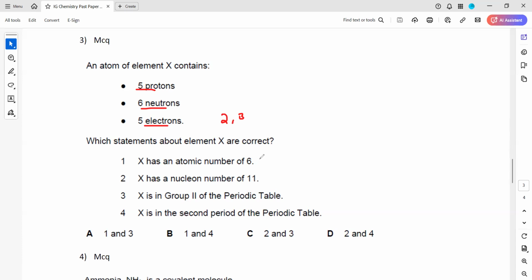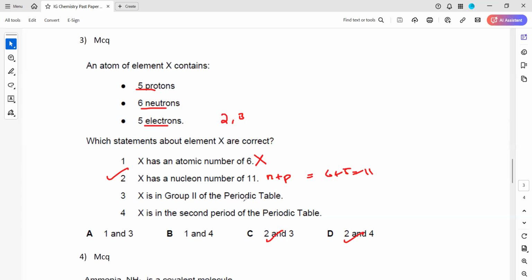X has atomic number 6. Is it correct? Atomic number is the number of protons. It's not correct. X has a nucleon number 11. Nucleon number is the sum of neutrons and protons. Is it correct? So it will be 6 plus 5, so we will get 11. So statement 2 is right. So any option with statement 2 is correct.